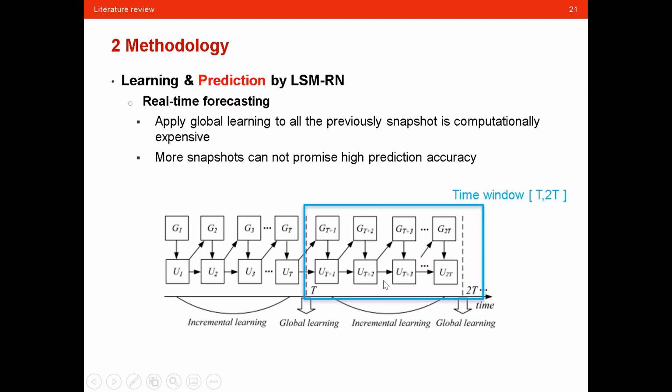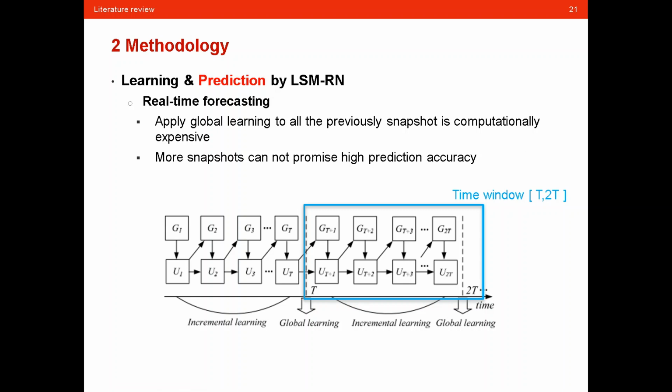After learning, we can come to the application for real-time forecasting, and it has two specific considerations. First, applying global learning to all the previous snapshots is computationally expensive, and sometimes more snapshots cannot always promise high prediction accuracy. So the author introduced a time window to solve this problem.